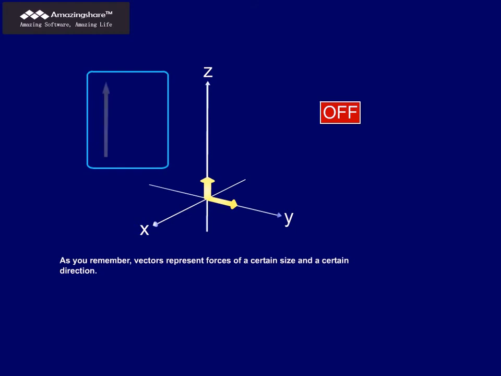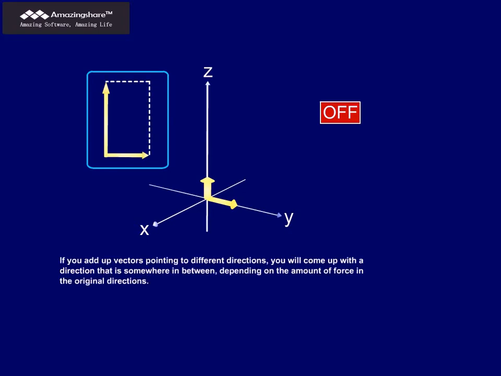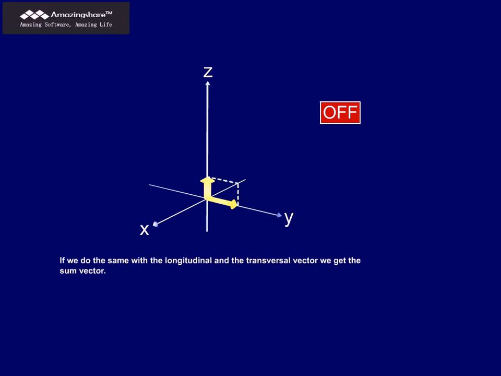As you remember, vectors represent forces of a certain size and a certain direction. If you add up vectors pointing to different directions, you will come up with a direction that is somewhere in between, depending on the amount of force in the original directions. If we do the same with the longitudinal and the transversal vector, we get the sum vector.